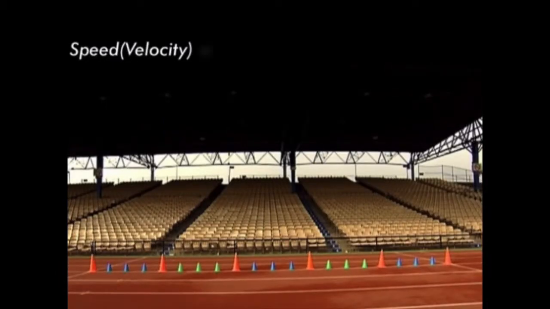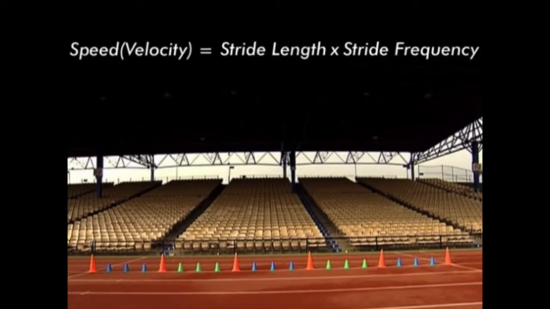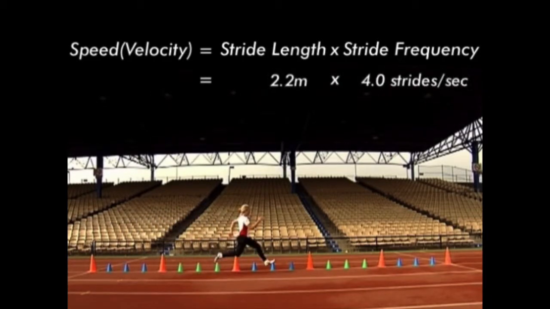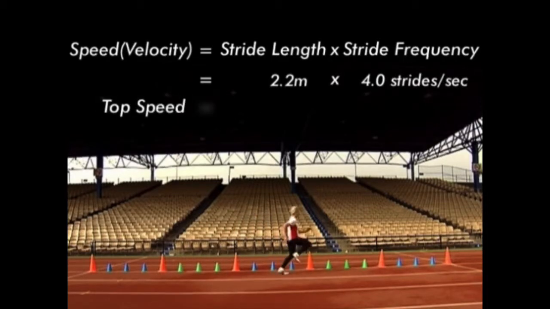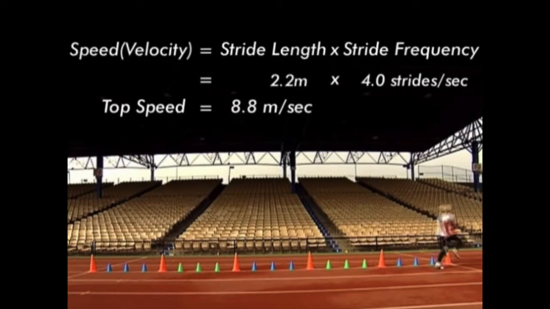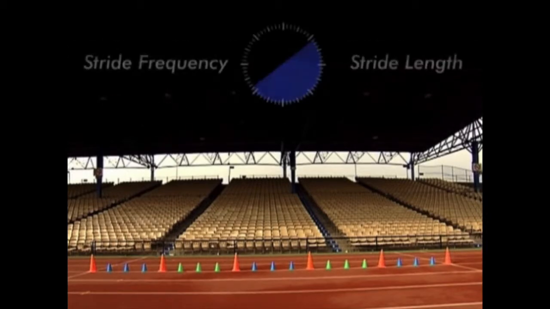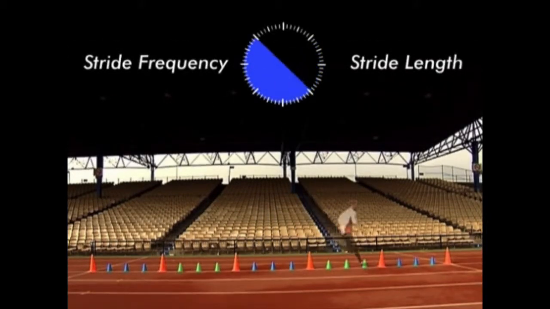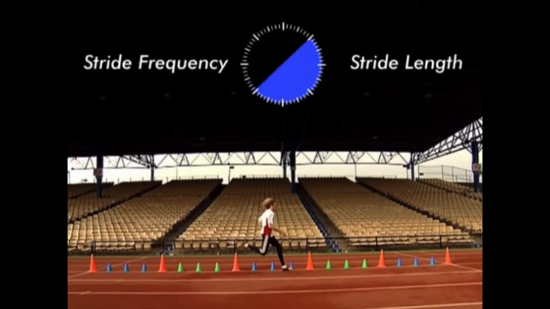The speed or velocity of a runner is determined by their stride length multiplied by their stride frequency. For example, an athlete with a stride length of 2.2 metres and a stride frequency of 4 strides per second will have a top speed of 8.8 metres per second. Finding the optimum balance between stride length and stride frequency is a key aspect of sprint coaching.